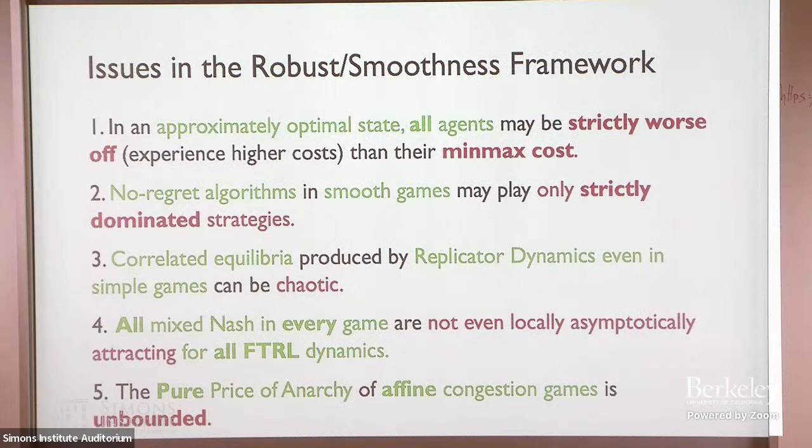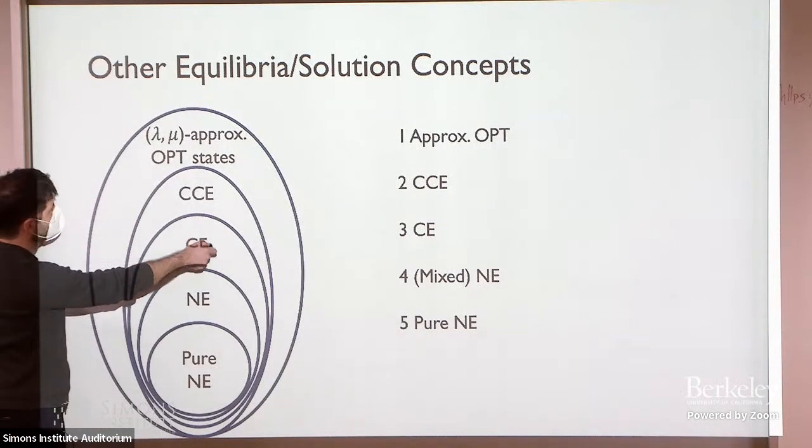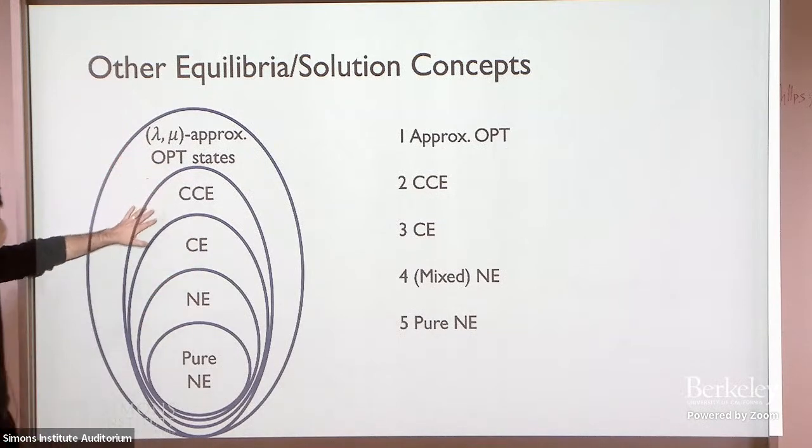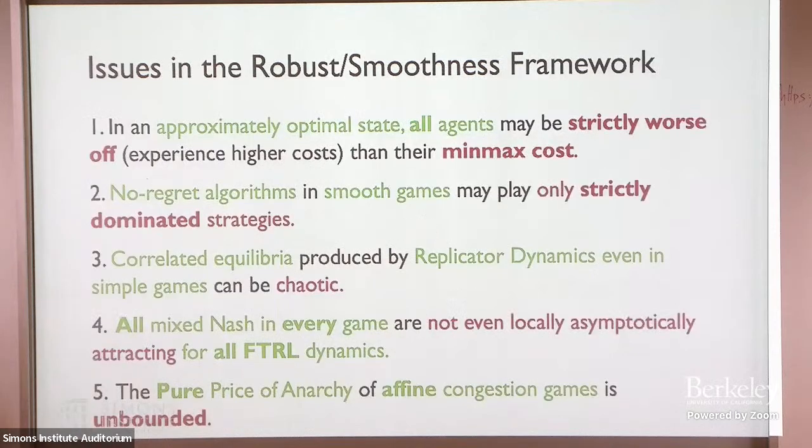Okay, so there's a lot happening here on the slide. There are 5 different solution concepts, so I give 1 to 5 for these. 1 is the top layer, 2 is coarse correlated equilibrium, 3 correlated, 4 mixed Nash, 5 pure Nash. And I will make 5 statements of different levels of surprisal that are formally true.